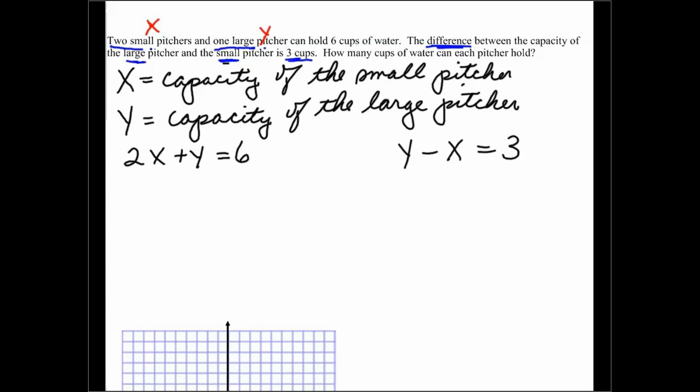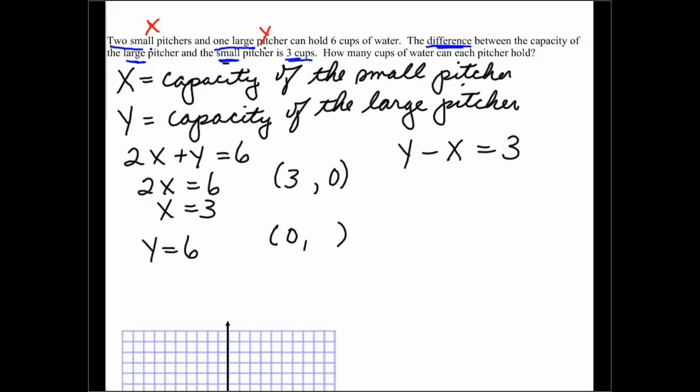So graphing these two equations, they're both in standard form, so we'll use the x and y intercepts. For the first equation, to find the x-intercept, y is 0. Substituting 0 for the y, we end up with 2x equals 6, x equals 3. And then the y-intercept, x is 0, so substituting 0 for the x, we end up with y equals 6.